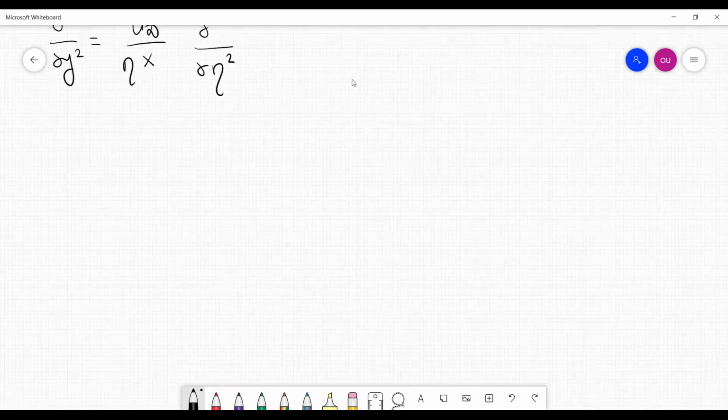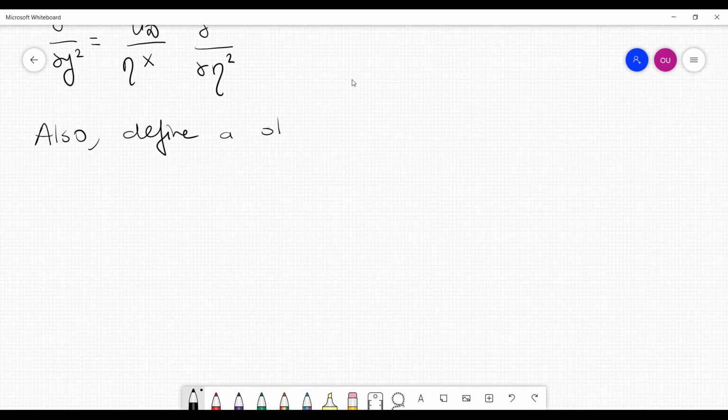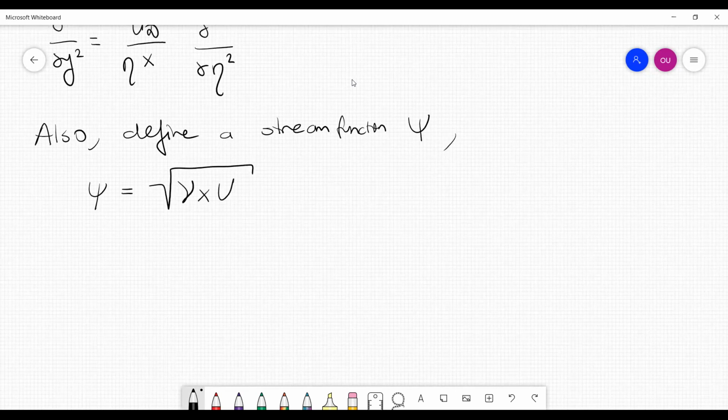But in addition, that's not all. He also defined a stream function. Also, let's write this down. Also, define a stream function psi such that psi is equal to square root of nu times x times u infinity times a function of eta. Okay.